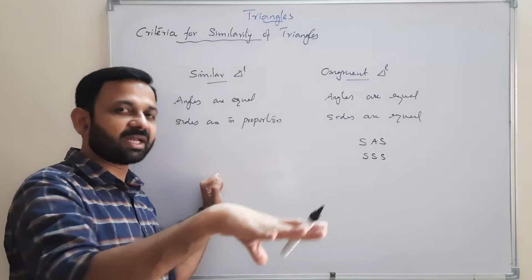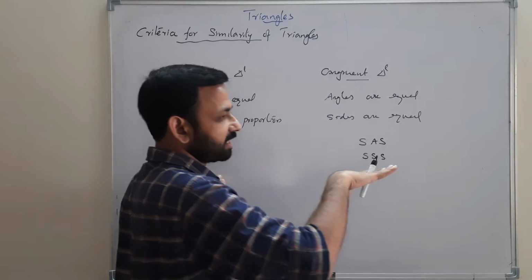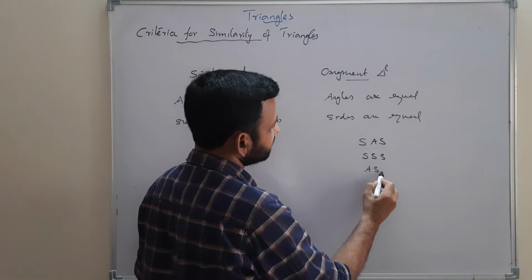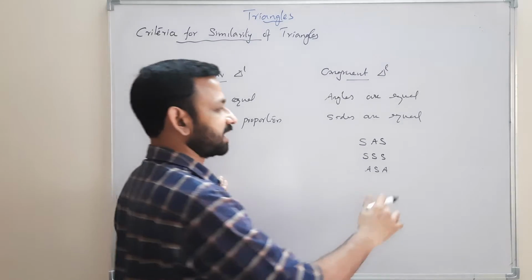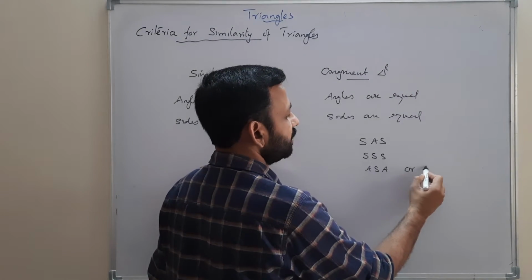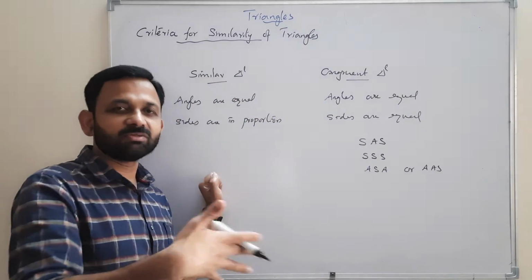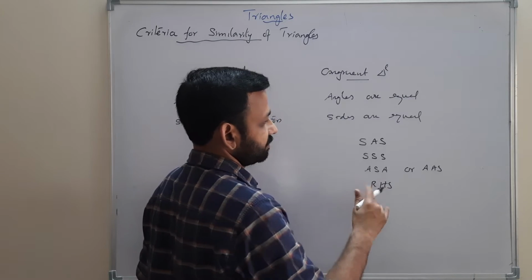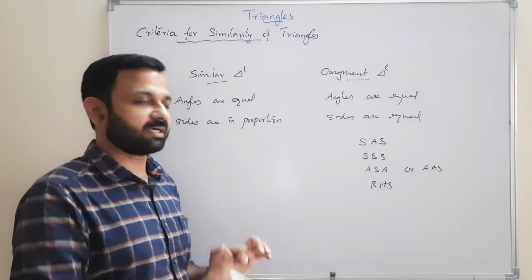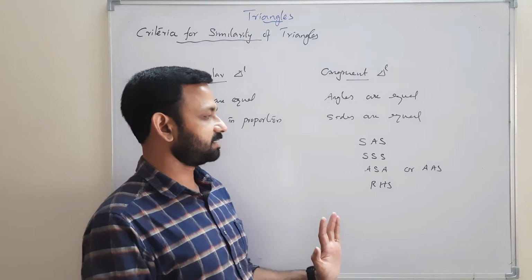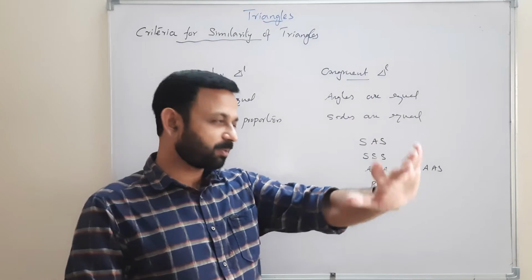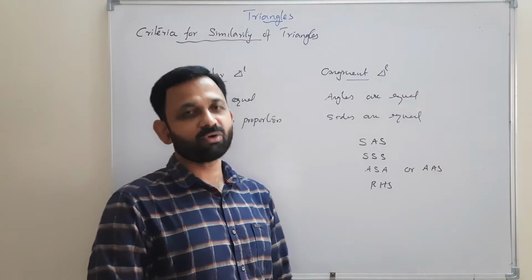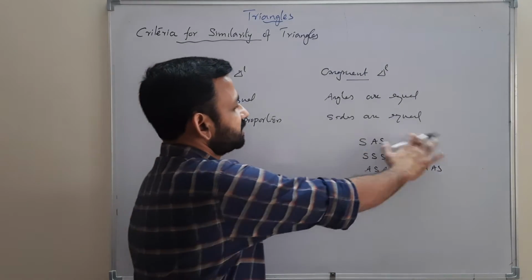Then we learned the SSS theorem. If all the 3 sides are equal, then all the 3 angles will be automatically equal, and triangles will be congruent. Then the ASA theorem. If 2 angles and included side are equal, ASA or AAS theorem, then the rest of the parts will be equal, and triangles will be congruent. Then we learned the RHS theorem. When we compare 2 right triangles, if the hypotenuse and one side are equal to the hypotenuse and corresponding side of another right triangle, then the rest of the parts will be equal, and the triangles will be congruent. So these are the congruency theorems.